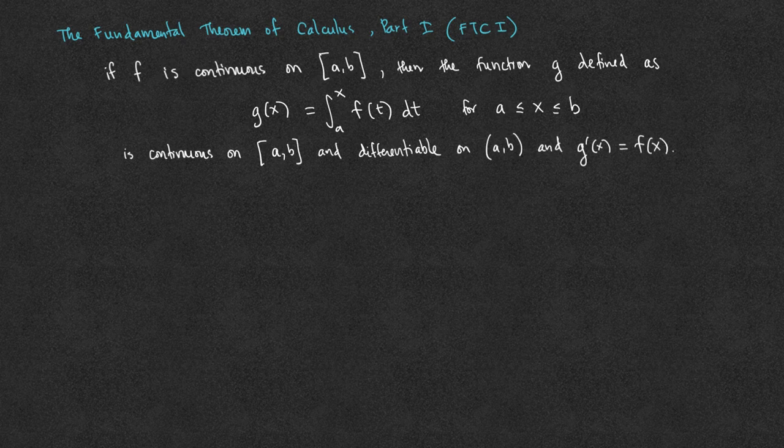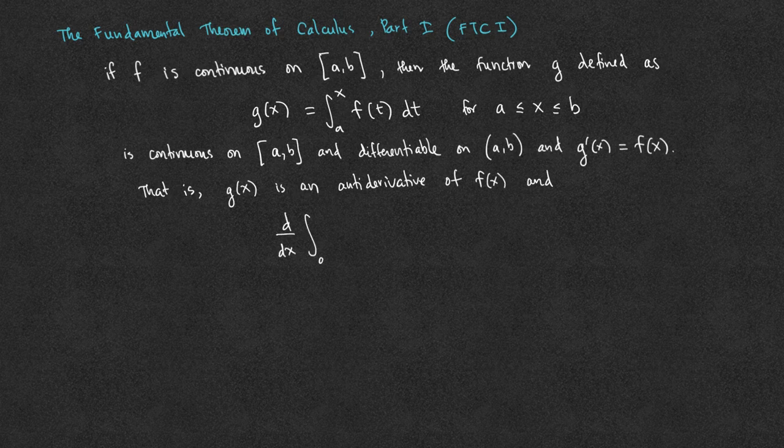f(x). That is, g(x) is an antiderivative of f(x), and the derivative with respect to x of the integral from a to x of f(t) dt is f(x).